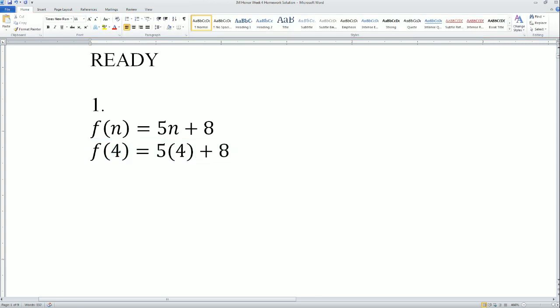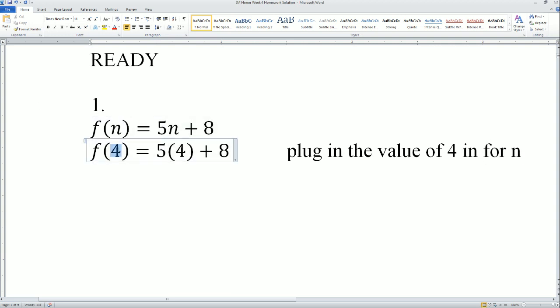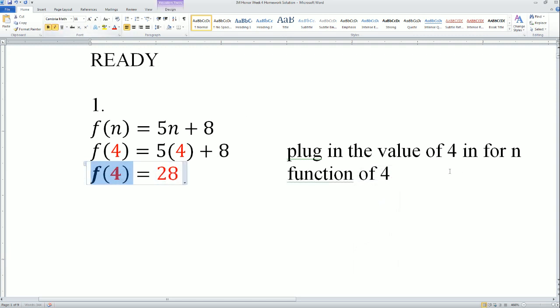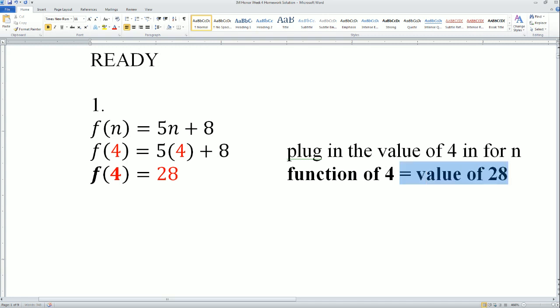Basically, what we're doing is plugging in the value of 4 for n. That is exactly what you're doing here. Once you do that, you can simplify. We can say that the function of 4, which is this part in bold, is equal to the value of 28. This is what it means: if you plug in the value 4 in this function, you get an output of 28.